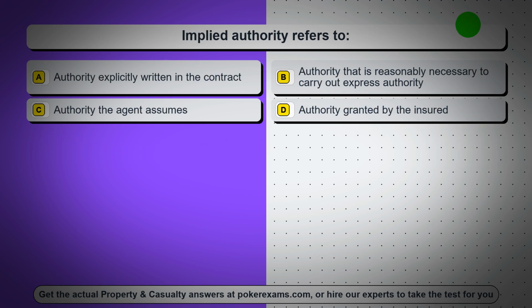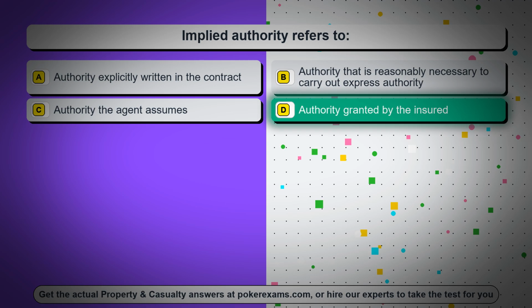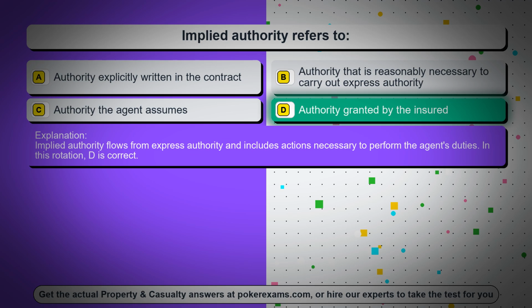Question 97. Implied authority refers to: Option A, authority explicitly written in the contract. Option B, authority that is reasonably necessary to carry out express authority. Option C, authority the agent assumes. Option D, authority granted by the insured. The correct answer is option D, authority granted by the insured. Implied authority flows from express authority and includes actions necessary to perform the agent's duties. In this rotation, D is correct.